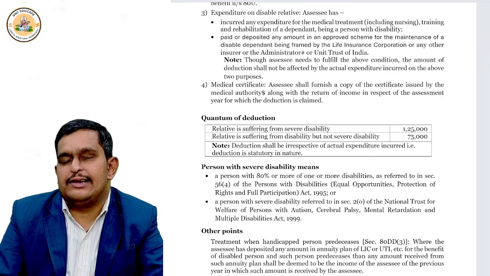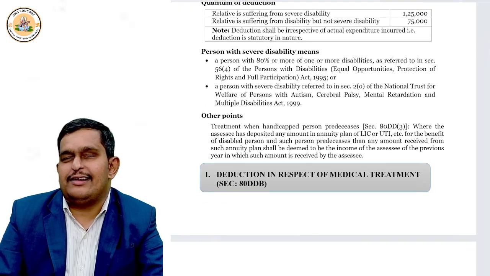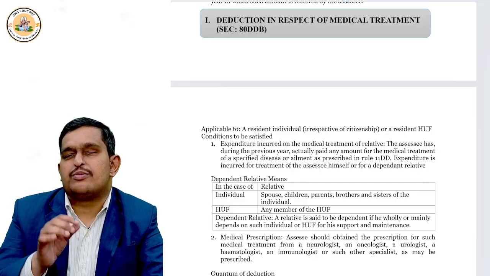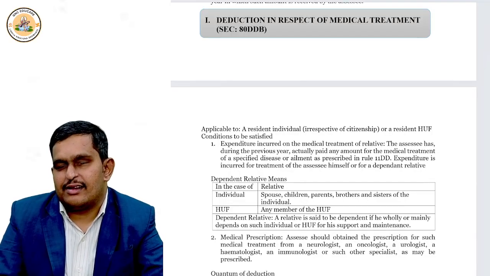Now let's come to 80DDB: deduction in relation to medical treatment in case of specified diseases.